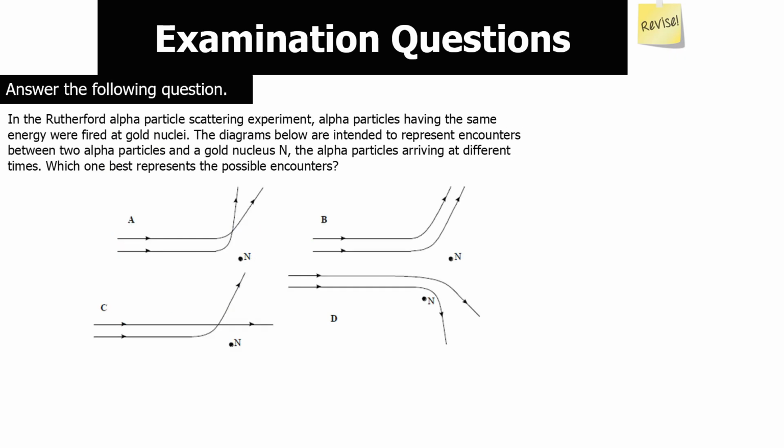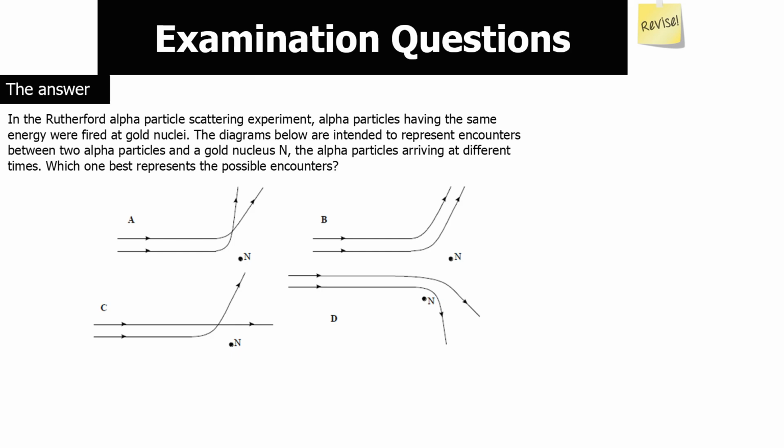The next question says, in the Rutherford alpha particle scattering experiment, alpha particles with the same energy are fired at the gold nucleus. Now the diagrams below are intended to represent encounters between the two alpha particles and the gold nucleus N, and the alpha particles arriving at different times. Which one represents the best possible encounters? So pause the video now, then unpause the video when you want to go through your answer.